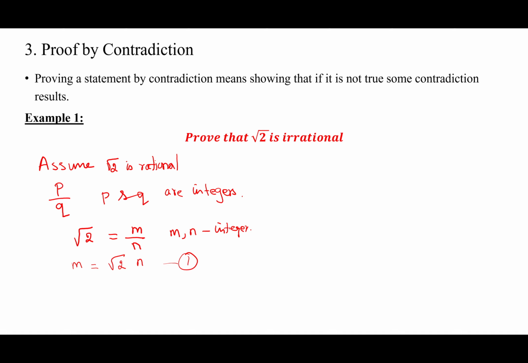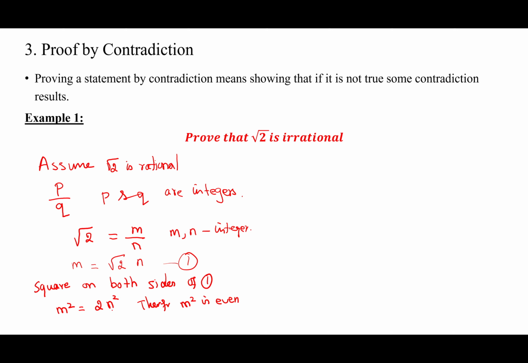Based on this, we can square both sides of equation 1. So what will happen? m square is equal to 2n square. Therefore m square is even. How is m square even? Here we are multiplying n square by 2.